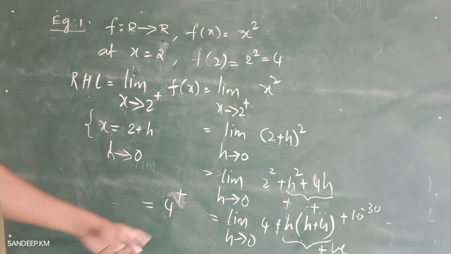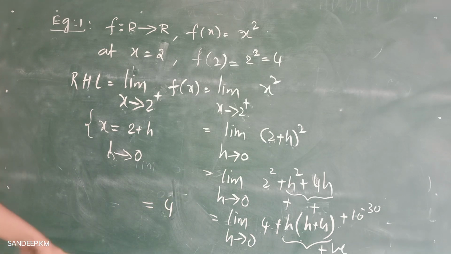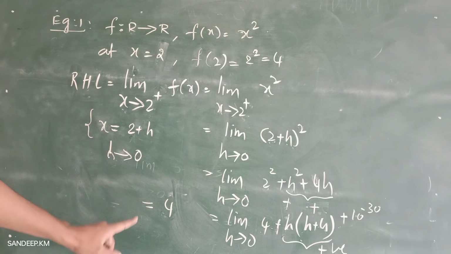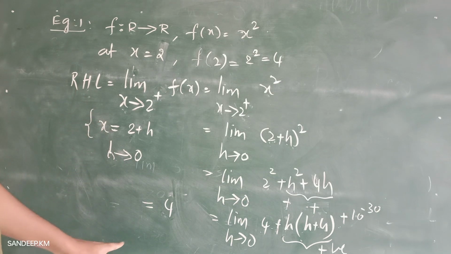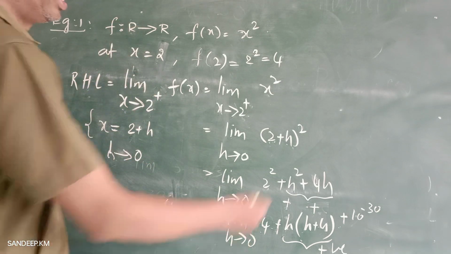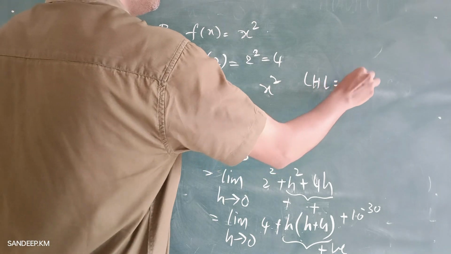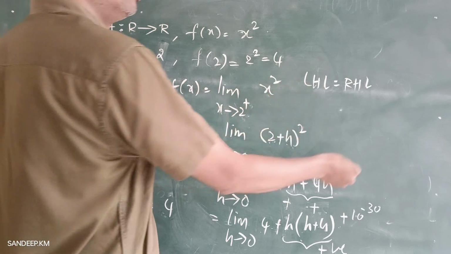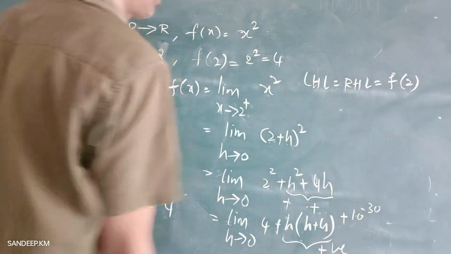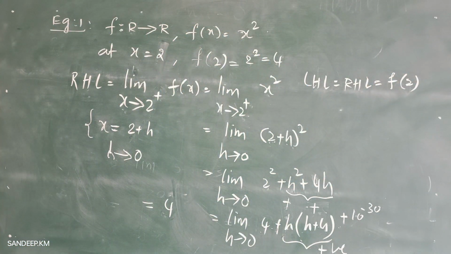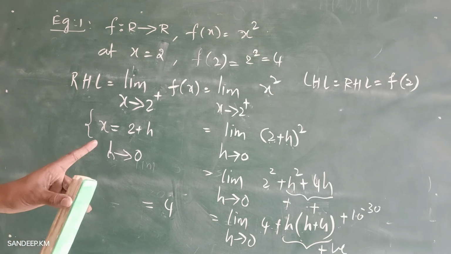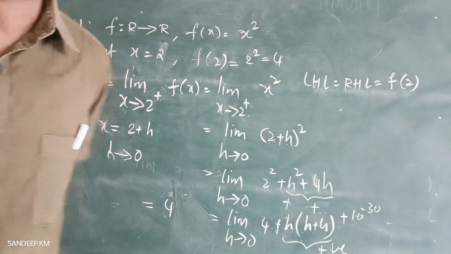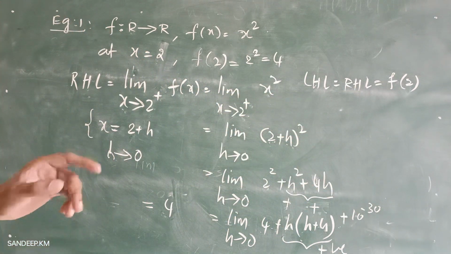But generally it doesn't matter whether it is from the left side or right side. We say that RHL is also 4. We got LHL as 4. We also got RHL as 4. So therefore in this example also, dear students, LHL is equal to RHL. Both are equal to 4 and even the value of the function is also 4. So in the second example also, left hand limit is equal to right hand limit, which is equal to value of the function. Okay. Now let us take third example.